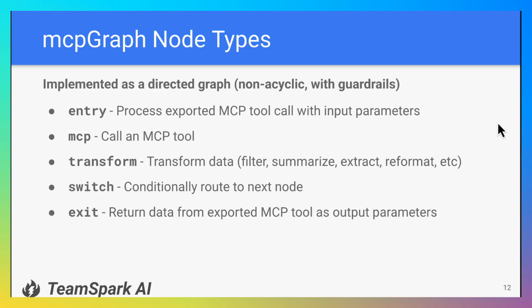The graphs can have different node types. There's an entry node, which takes the MCP tool call and maps the input parameters to this entry node. Then you can have MCP nodes that call an MCP tool; you can pass arguments and process the response. You have transform nodes, which transform data. You have switch nodes for conditional routing, and you have an exit node, which returns data from the exported MCP tool as its output parameters.